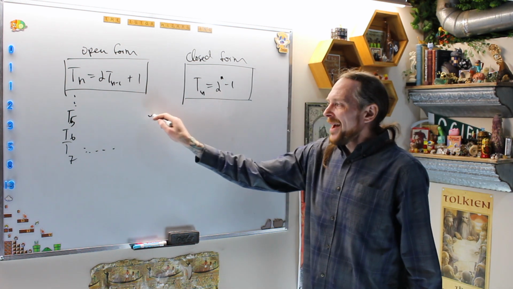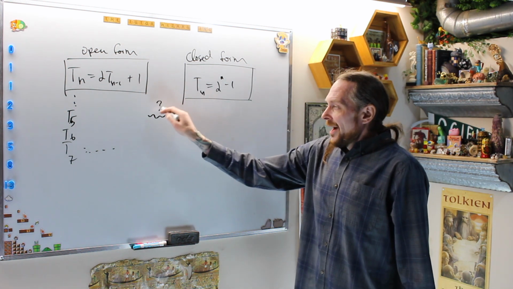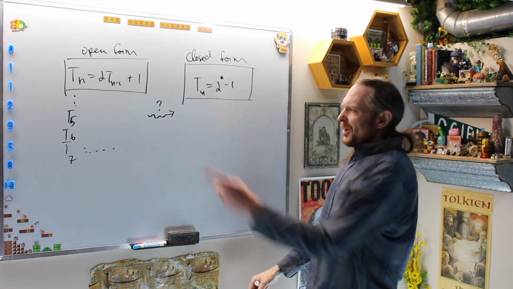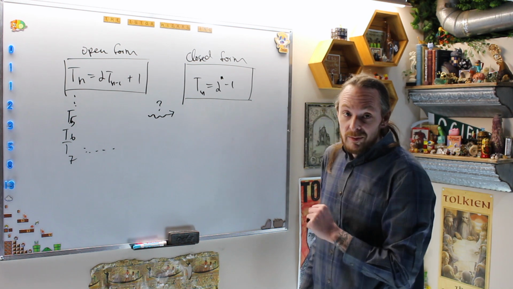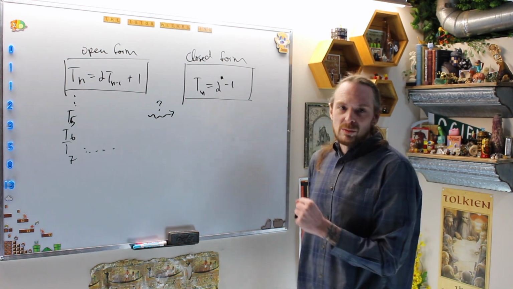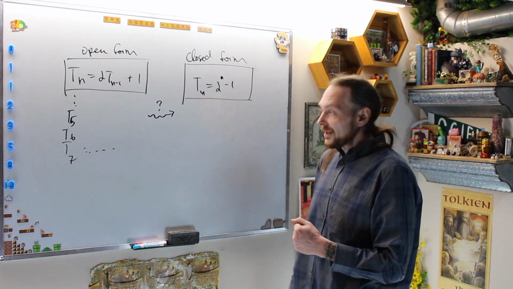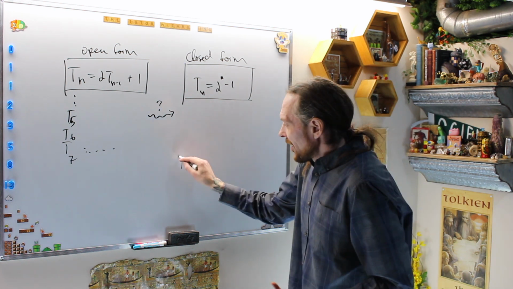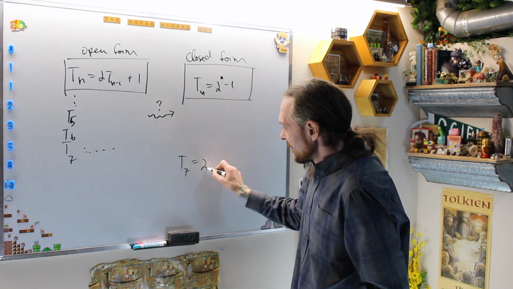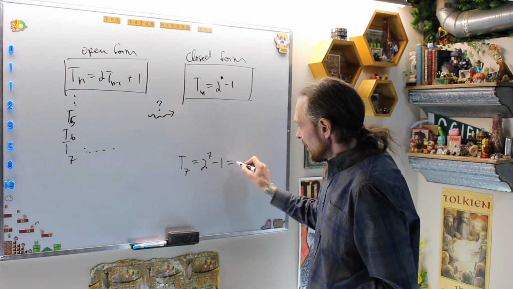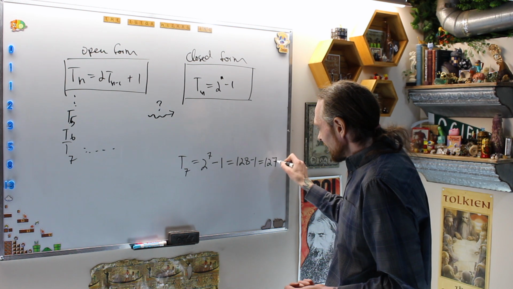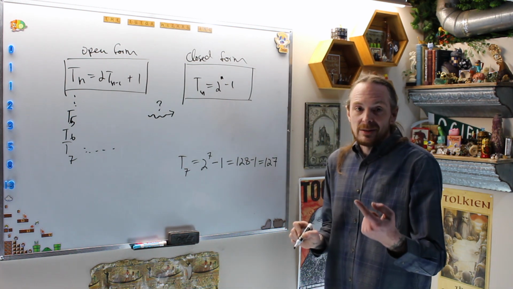The magic is now we have a closed form. How did you get from here to here? I used two clever ways, but either way, how will it work for every n? We're going to prove it by induction. It always works way out at infinity because we can prove it. Why would I want this? Because now if I want T7, this is 2 to the 7 minus 1, which is 128 minus 1, which is 127. That makes it a whole lot easier.